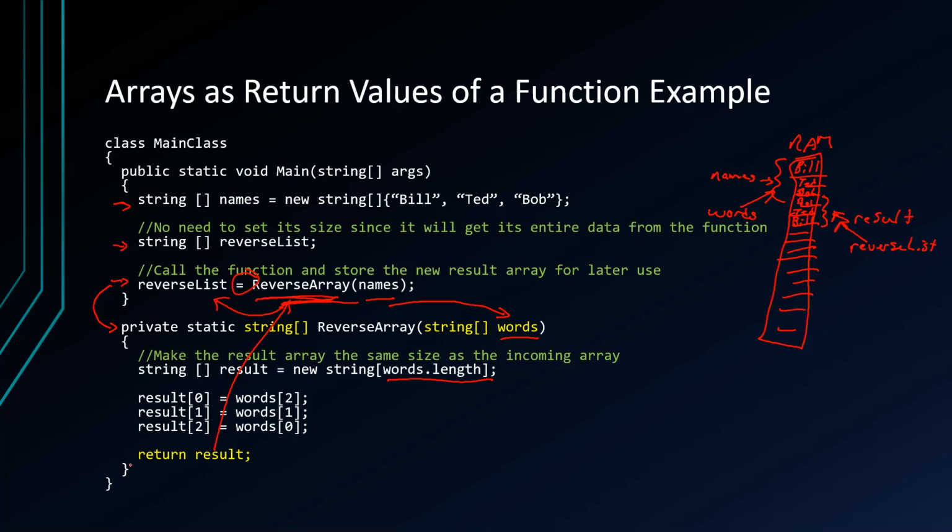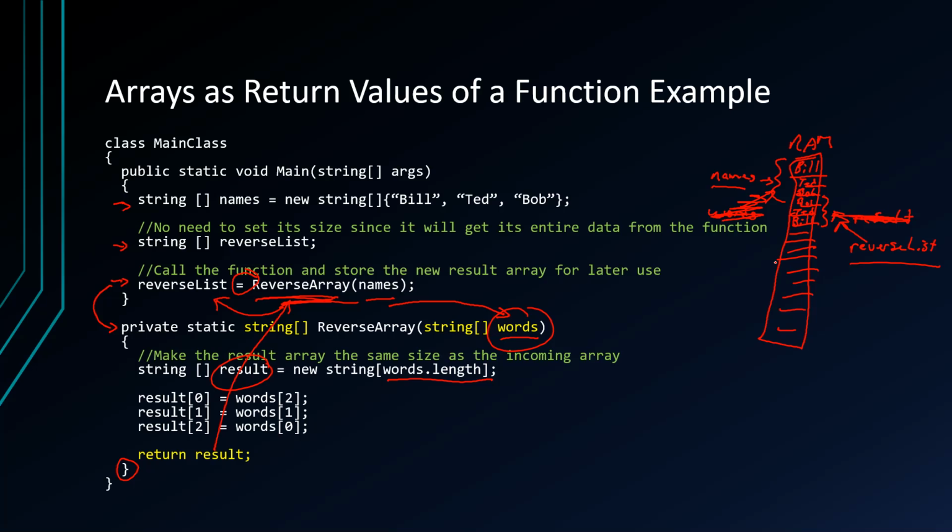But we're at the end of the subprogram. So what happens to all of our local variables? So result and words are both deleted from memory. So this goes away. This goes away. So at the very end of this subprogram, at the very end of this code, we have two variables in memory, names and reverse list, that both point to different memory locations and have their own set of data. Hopefully everybody was able to follow that. So now we know how to return values as a function.